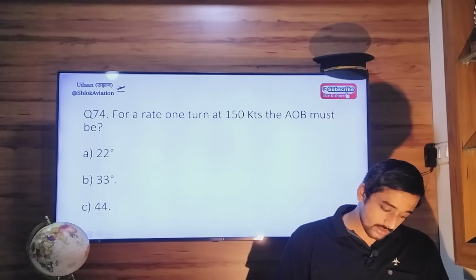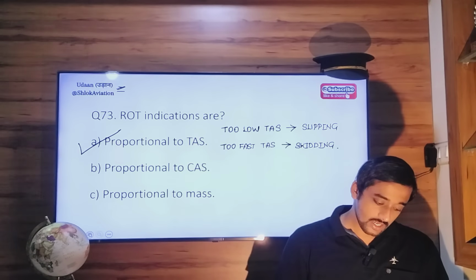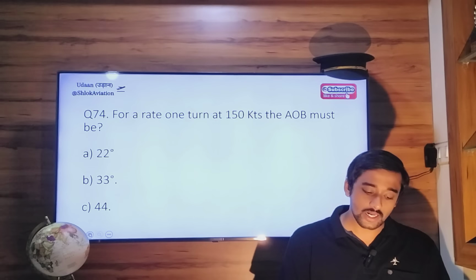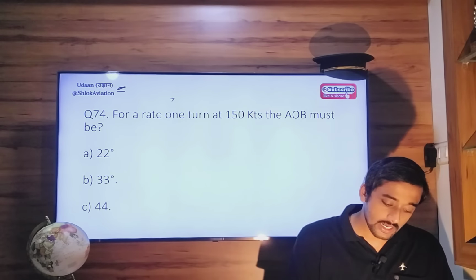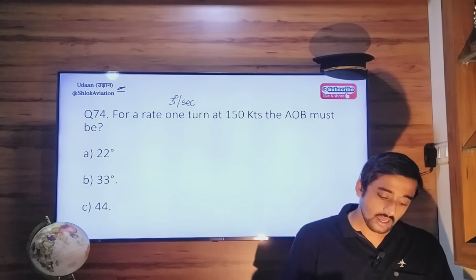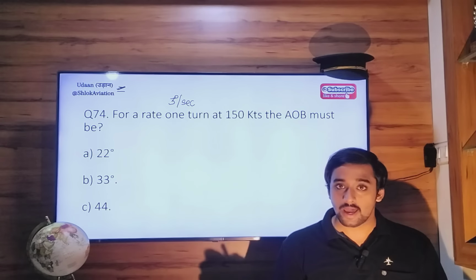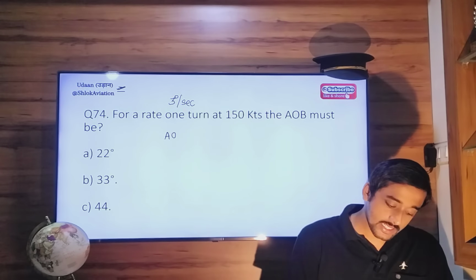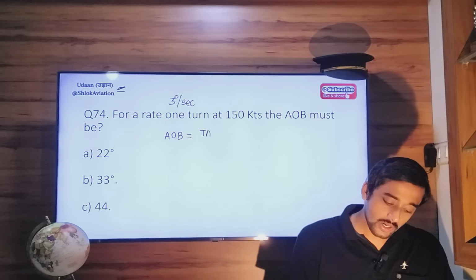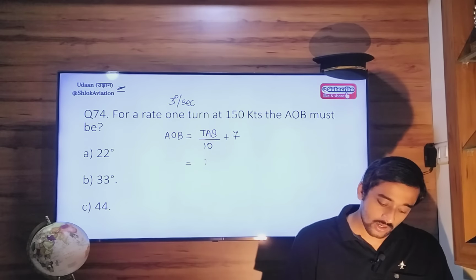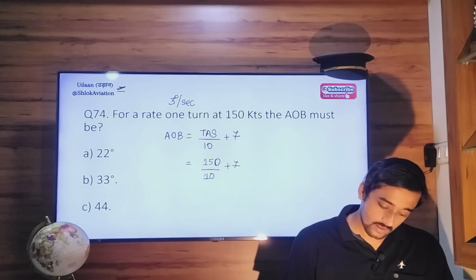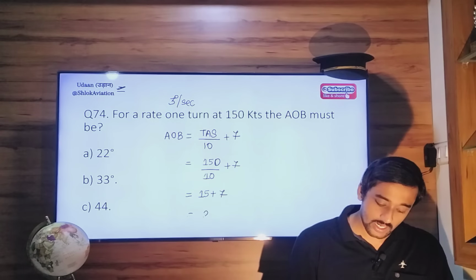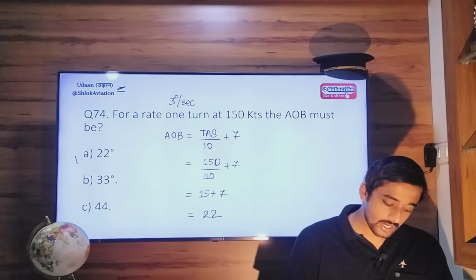Okay, next. Question 74. For a rate 1 turn, that means you are turning 3 degrees every second, at 150 knots, the angle of bank must be what? So the formula is angle of bank equals true airspeed divided by 10, plus 7. So speed is 150 knots divided by 10 plus 7. So angle of bank equals 15 plus 7, that is 22.